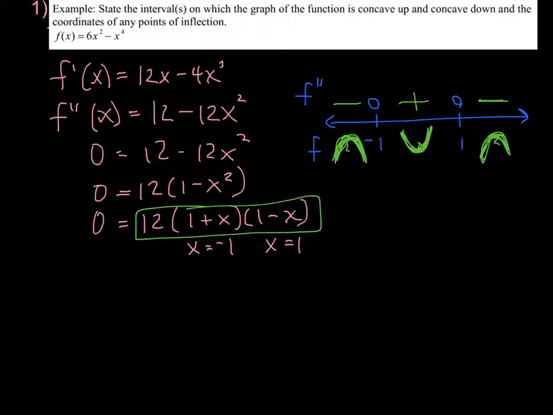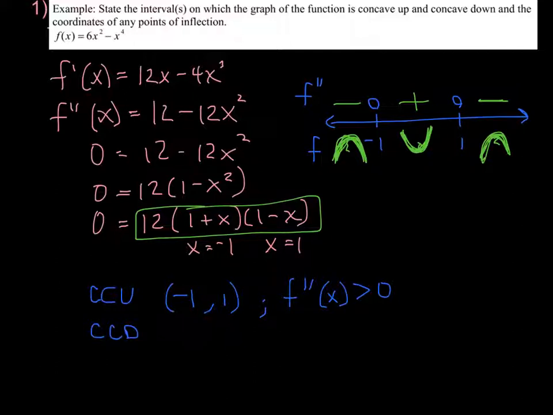Okay, so I can start to make my conclusions about my intervals of concavity. I can say that I am concave up in the interval from negative 1 to 1. And my justification or my reason would be because the second derivative is greater than 0. I can say that I am concave down over the intervals negative infinity to negative 1 and from 1 to infinity. And that would be because my second derivative is less than 0.